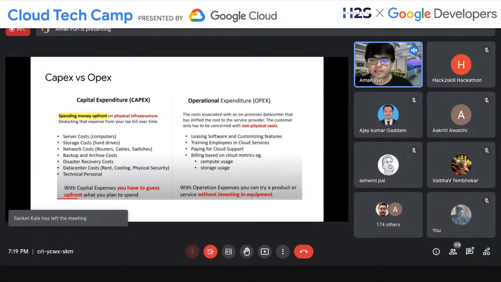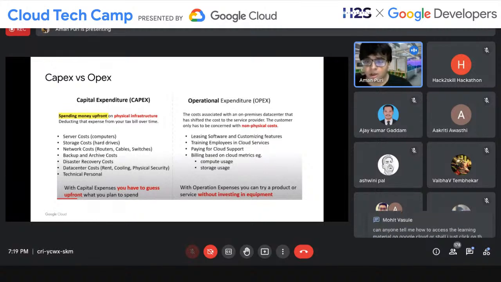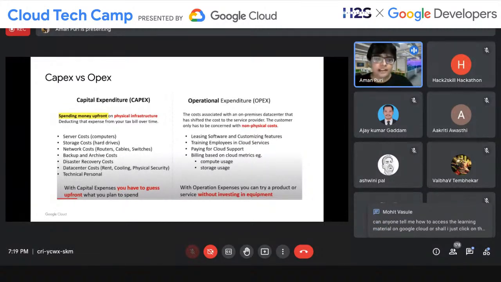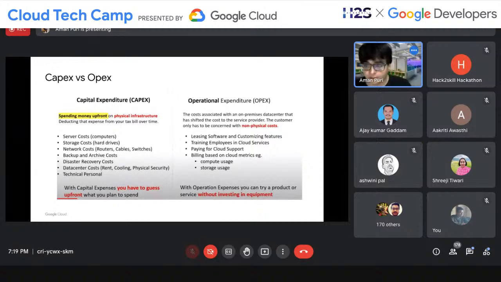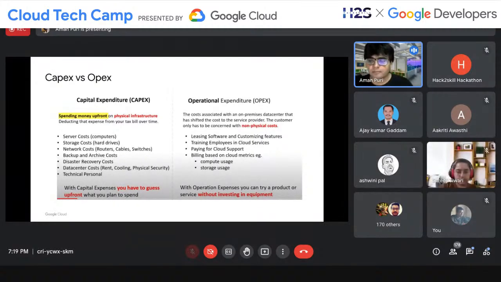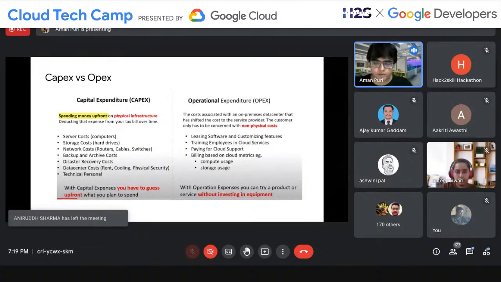So how do you offload this? You offload this by doing something called an operational expenditure. What does operational expenditure mean? It means that you only request the hardware you require, but you're not going to pay for it upfront. You're only going to pay for how much you use. For example, if you need a machine to run for, let's say, 7 days in a month, you're only going to pay the running cost of that machine for 7 days in a month.